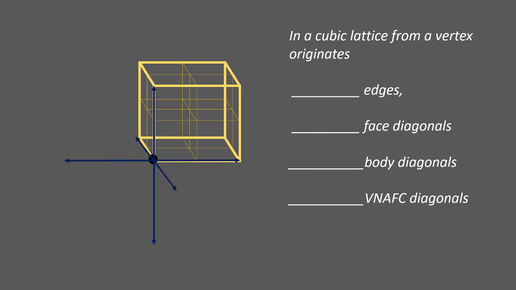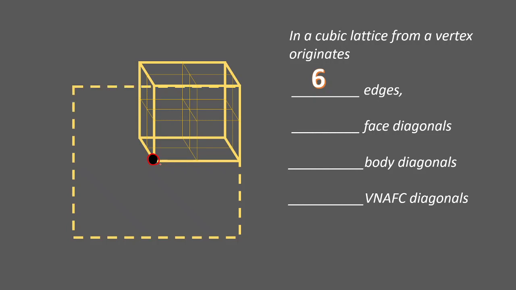So if you understand this very interesting geometry here, you can understand that there are 6 directions in which you will find the edges. So from one vertex there will be 6 edges originating. Okay. Now face diagonals are interesting.